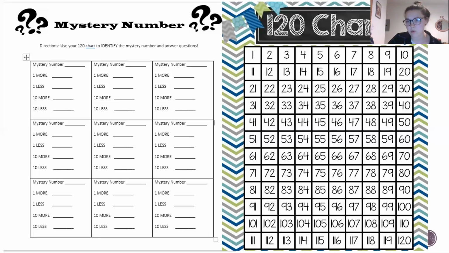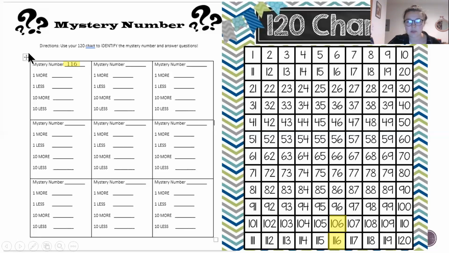So the first thing I'm going to do is find the number 106 on my 120 chart. I just found it, and I'm going to mark it with a yellow tile. But my mystery number is not 106, because the clue says the number that is 10 more than 106. So I need to use the patterns I know on a 120 chart and find the number that is 10 more by going down the column to the next number. So the mystery number here would be 116, because that is 10 more than 106. Once you find your mystery number, you can record it in the space where it says mystery number on your recording sheet.